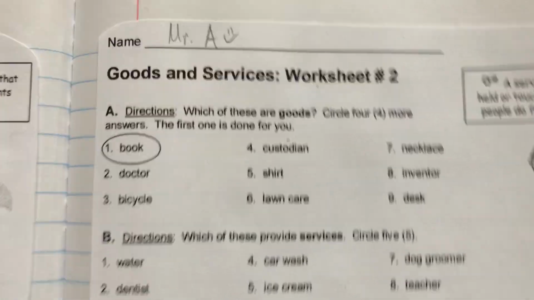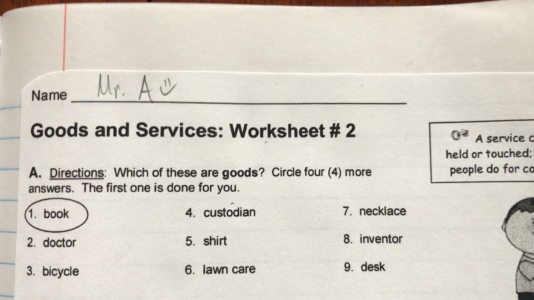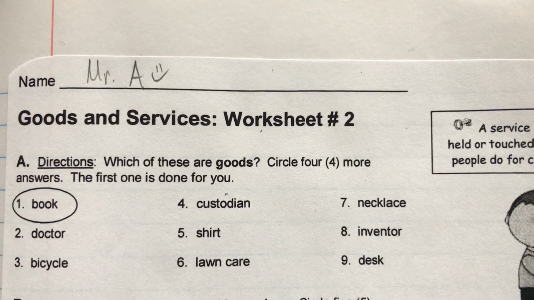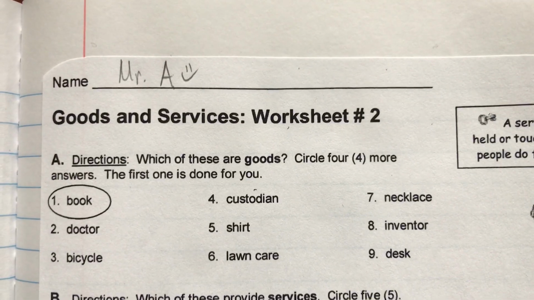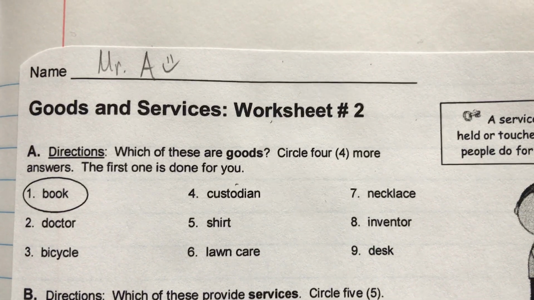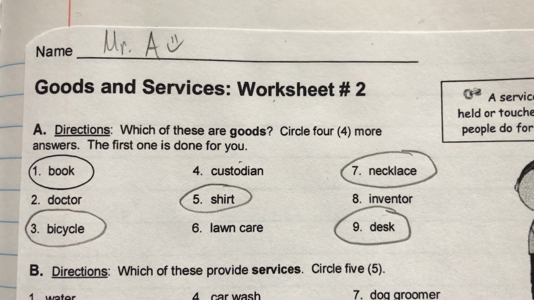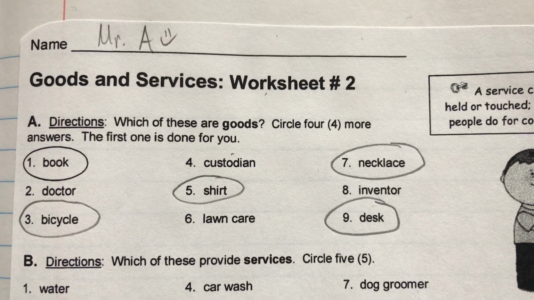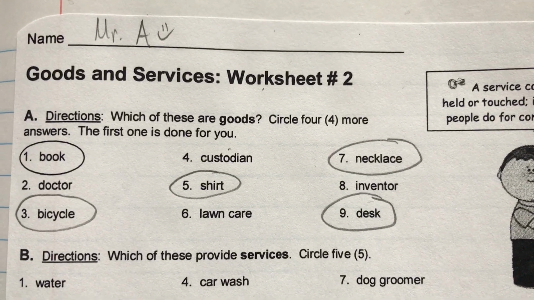Let's pop a look over here at the second one. It says, which of these are goods? Circle 4 or more answers. The first one is done for you. So if we take a look at this one here, I want you to try it by yourself first and double check your answer. If you said 3, 5, 7, and 9, you are correct. Those are the things that can be held or touched by the consumer.